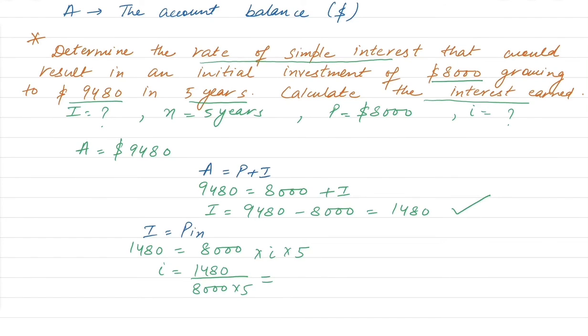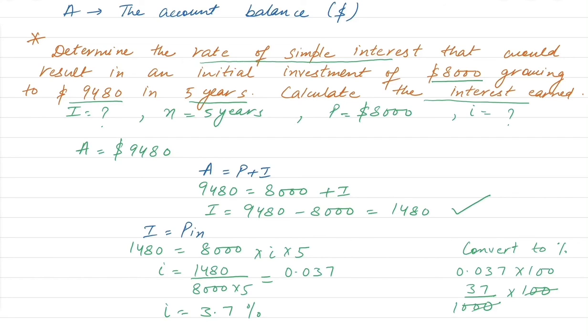0.037. Now we need to convert this into a percentage, because the interest rate is always given to us in percentage form. So convert to percent. What we can do is multiply it by 100. So 0.037 times 100 gives you 37 divided by 1000. We can write this as times 100 because there are 3 decimal places, so 2 zeros will go, the 2 zeros at the top, numerator and denominator. So we are left with 3.7%, which is the interest rate.